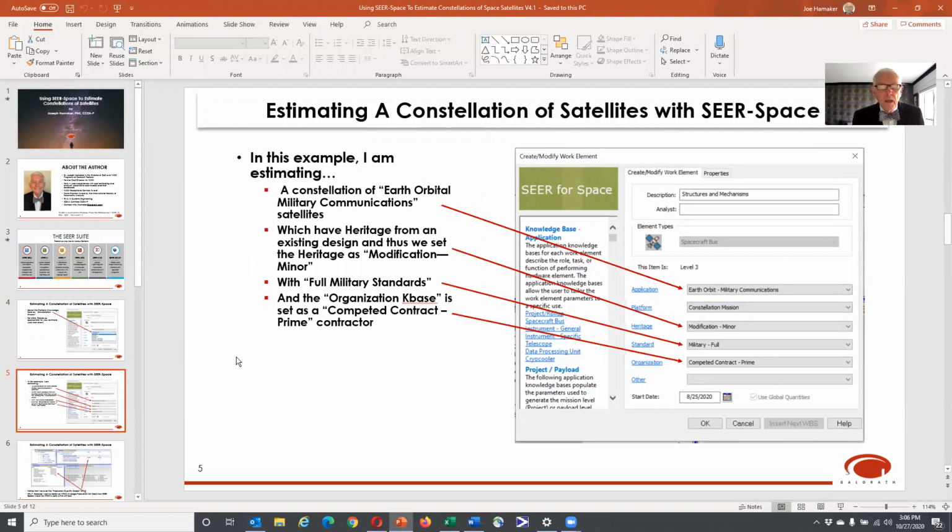In this example, I'm assuming that I'm estimating a constellation of Earth orbital military communication satellites, and so I've set the application for that. I'm also assuming that the satellites that I'm estimating have a lot of heritage from some previous design, so I'm setting the heritage level at modification minor. I'm also assuming that these are Department of Defense satellites, which require full military standards. That drives the amount of testing, the amount of documentation that's required, the number of reviews, and so forth. And finally, I'm setting the organization knowledge base, assuming that we have a prime contractor who is operating under a competing contract situation.